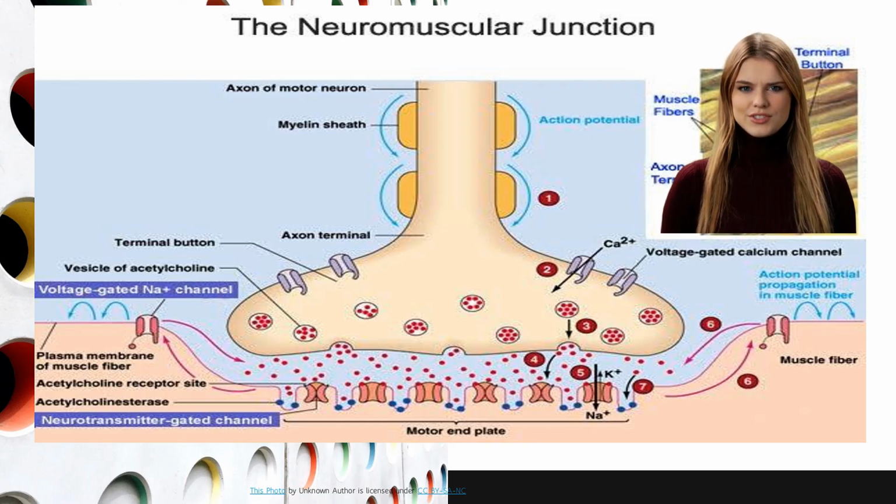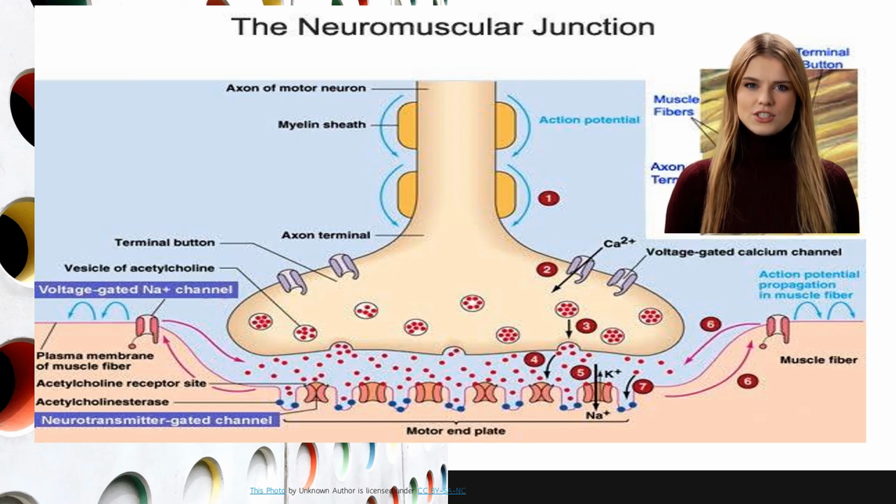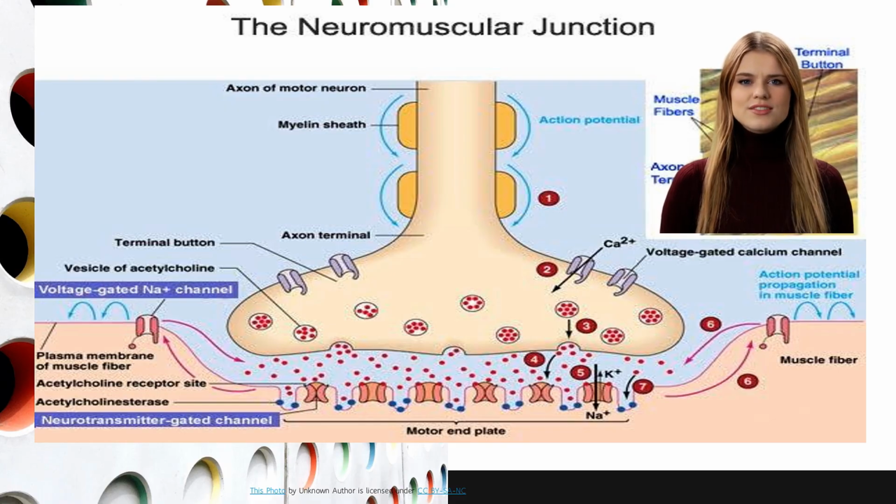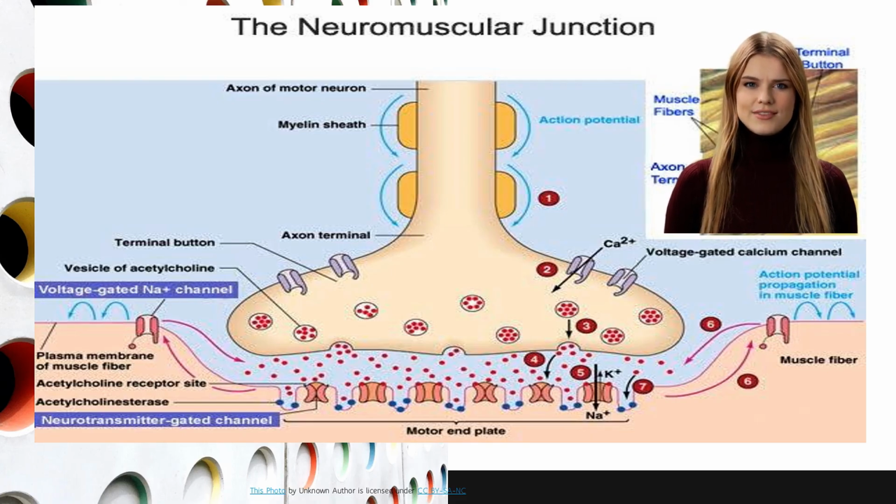When an action potential arrives at the axon terminal, it triggers the opening of calcium ion channels. Calcium ions move into the neuron, and this entry of calcium acts as a signal that causes the vesicles to fuse with the neuron membrane and release acetylcholine into the synaptic cleft. Acetylcholine then diffuses across the gap and binds to receptors on the muscle membrane.